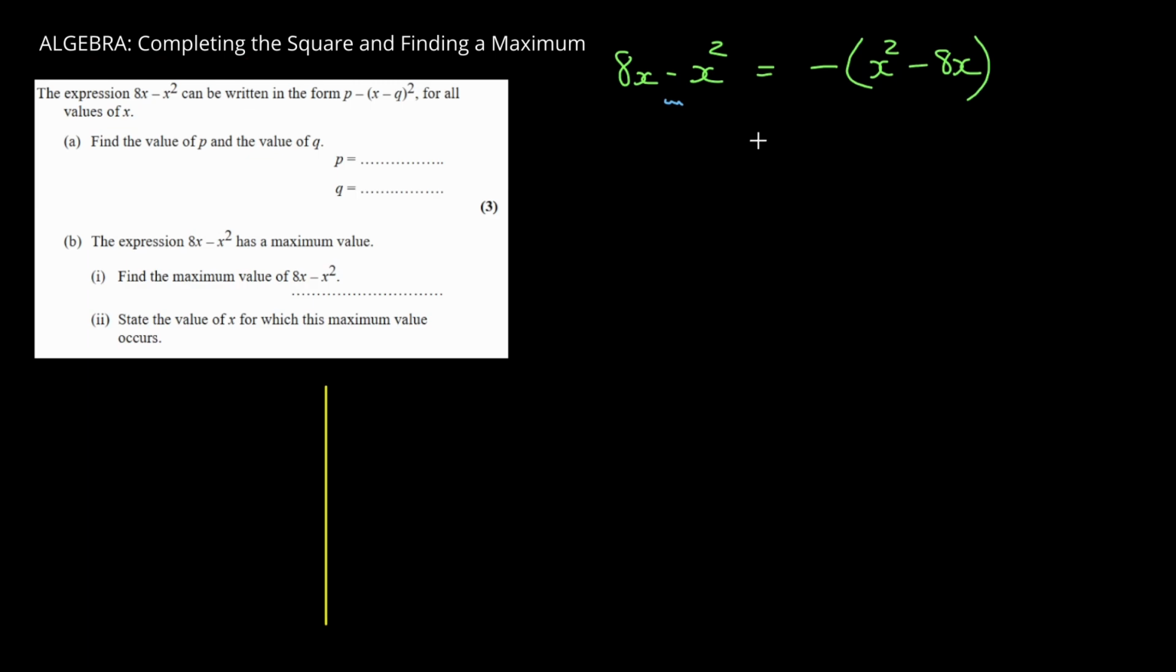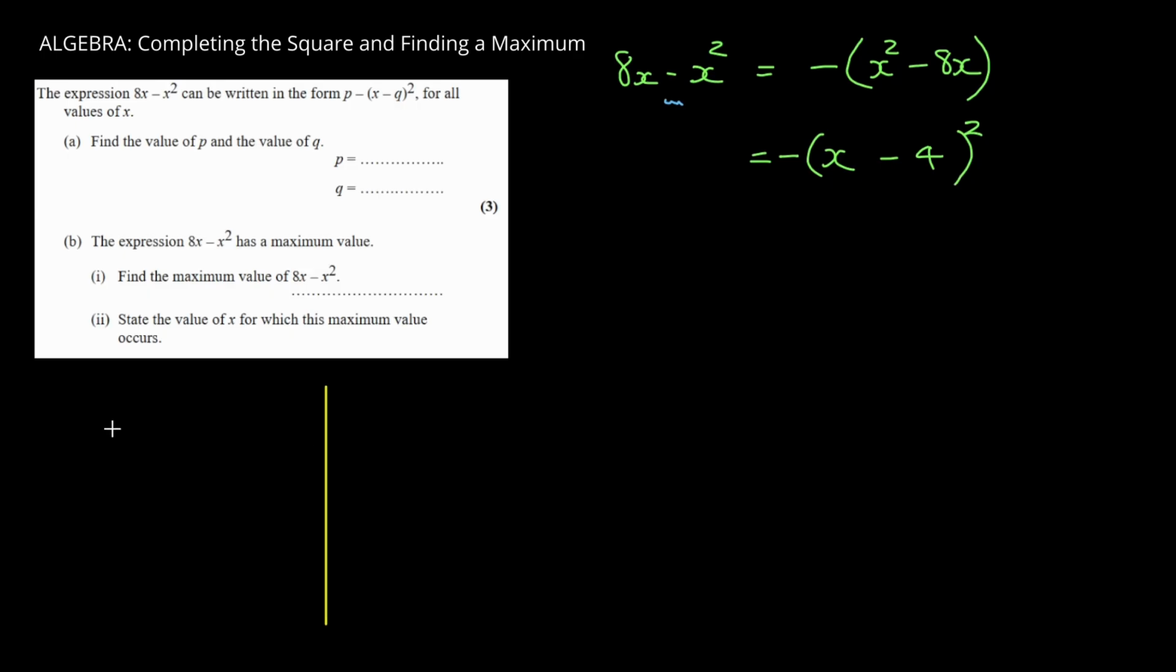So now let's start the completing the square process. My (x minus q) squared bracket will look like this. It'll have an x here. It will have -4 here because I take that -8 and halve it. And I'm not going to forget the negative sign out the front. So now with that there, this is not completed, by the way, because we've got to do some extra work.